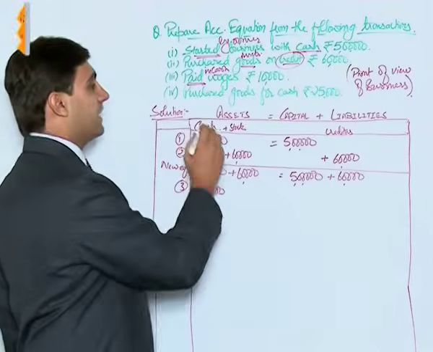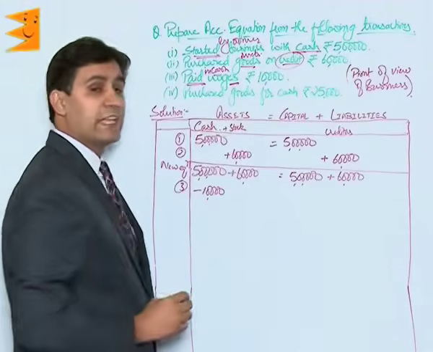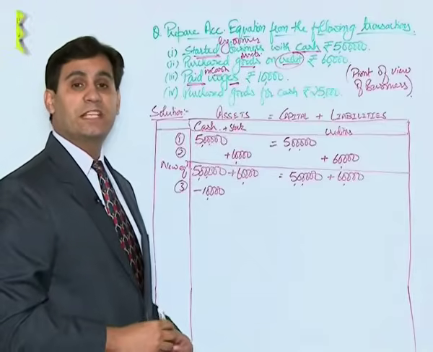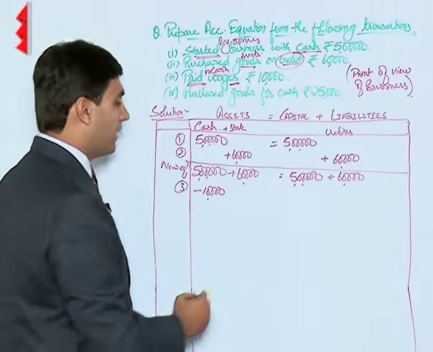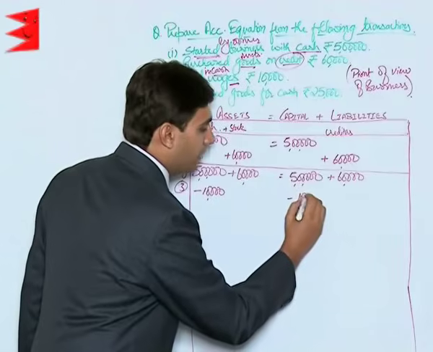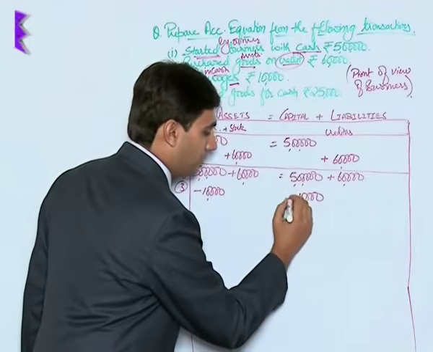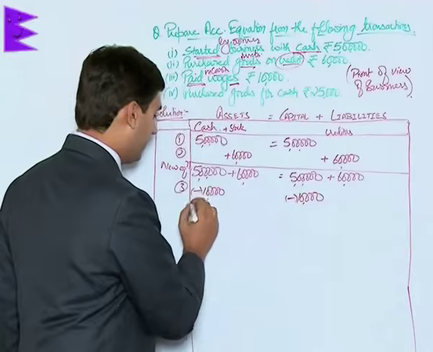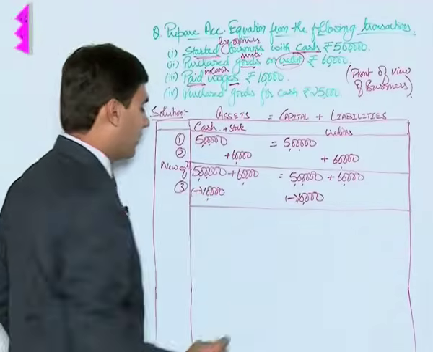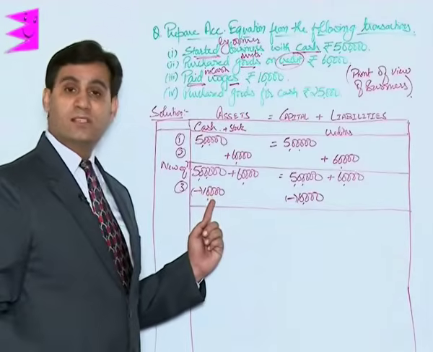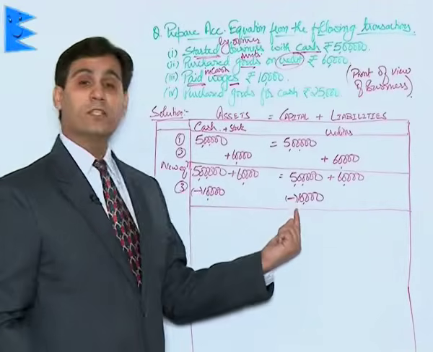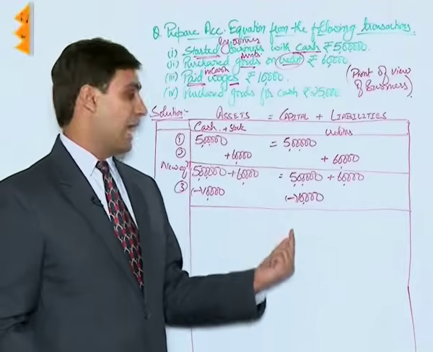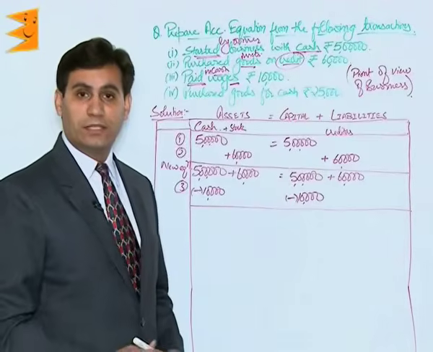Now the second effect, wages are an expense for the business and the expenses would have to be paid for by the owner. Since the owner is paying it, his capital would be reduced by 10,000. So both the effects have been illustrated. The first one being that there is a reduction in the cash for rupees 10,000, and the second one being since the owner has paid, his capital would be reduced by 10,000.